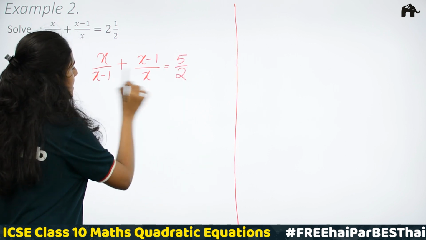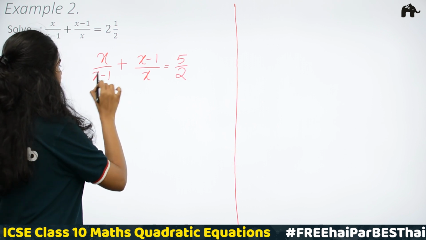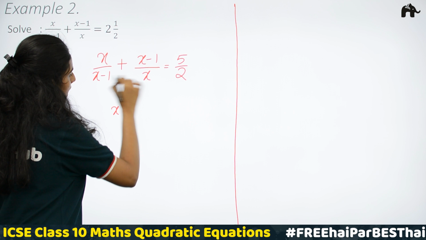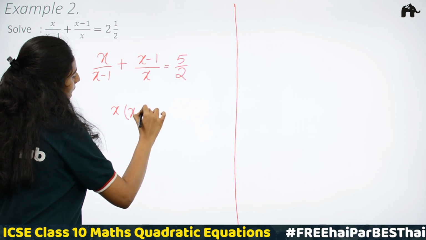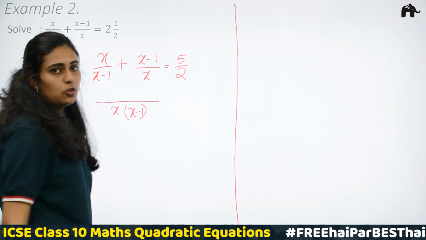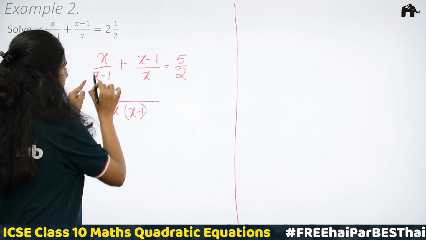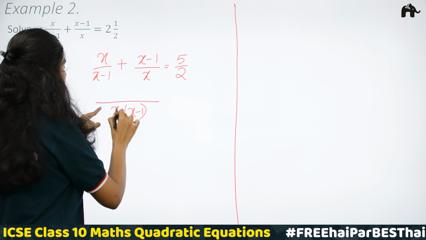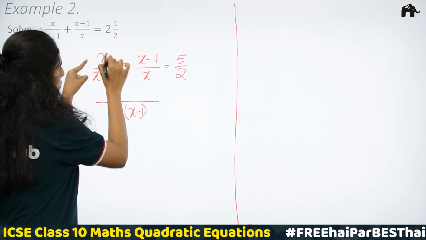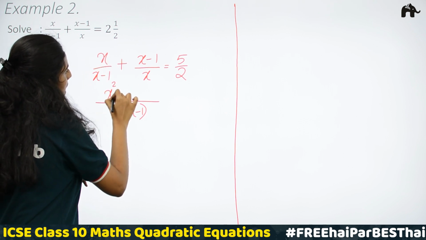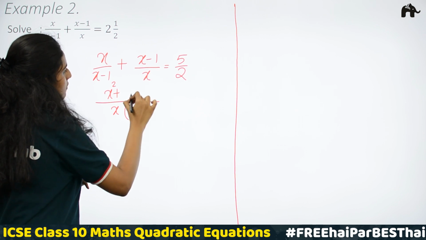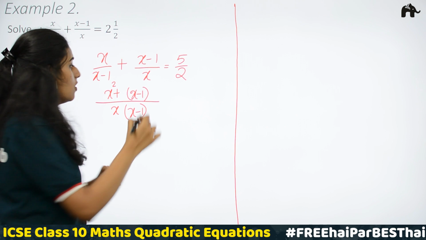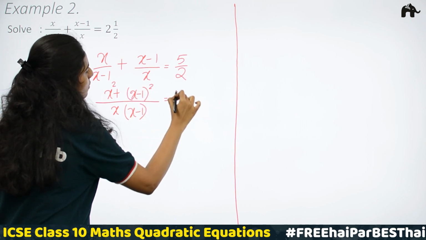Now we will take the LCM of the denominators. Here the denominator is x minus 1 and here it is x. Therefore, by taking LCM, we will be getting x into (x minus 1). What about the numerator? Here we have x minus 1, x minus 1 into x is x into (x minus 1). We get x here. x into x is x square. Plus here we have x. Therefore, (x minus 1) into (x minus 1), which is (x minus 1) whole square, is equal to 5 by 2.